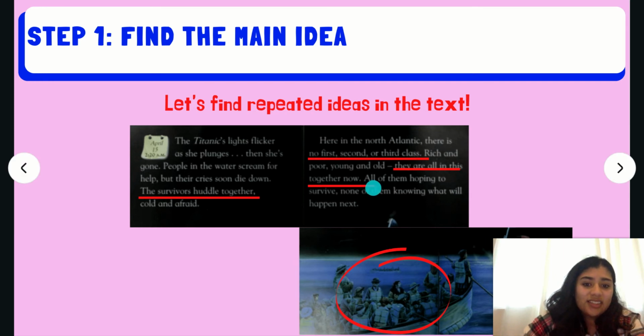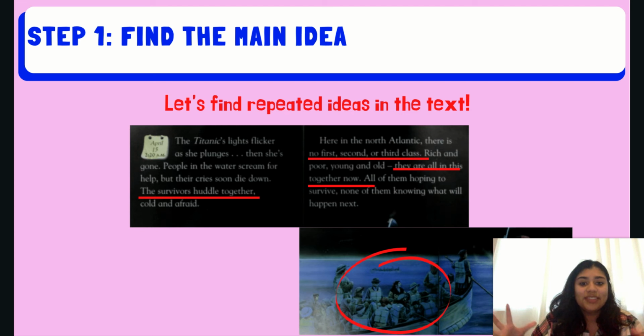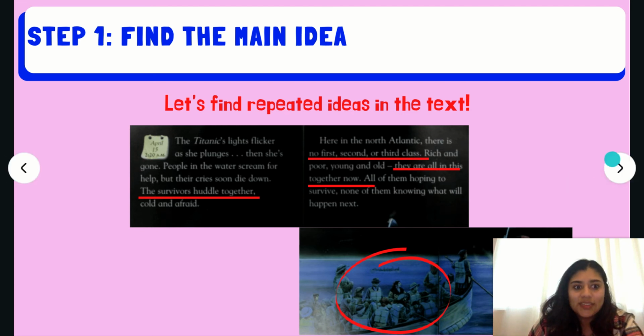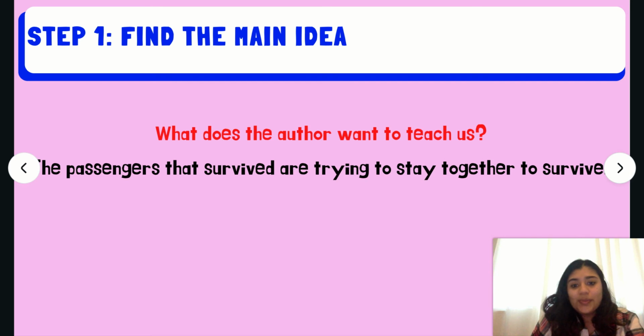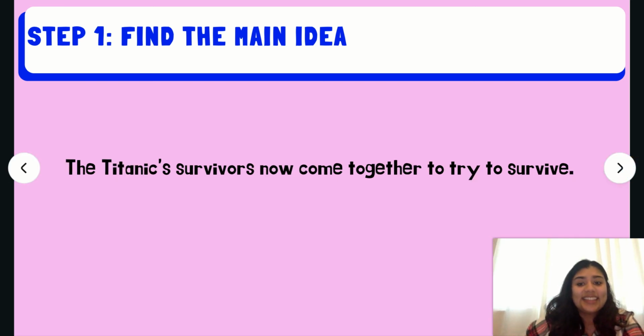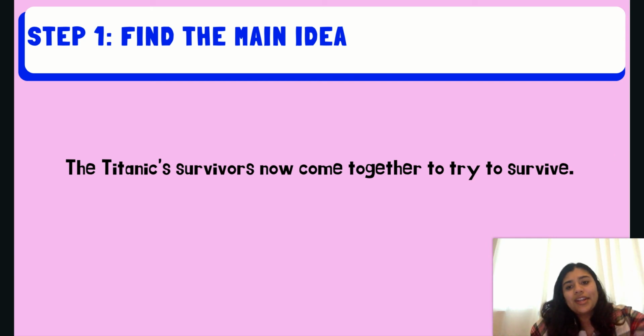And even here in the text, it tells us all of them hoping to survive, none of them knowing what will happen next. Sounds like some of these repeated ideas are telling me that they are now all in this together. They are not separated anymore. They all have to come together in order to survive. So the author wants to teach us that the passengers that survived are trying to stay together and work as a team to survive. That means our main idea is that the Titanic survivors now come together to try to survive. Cha-ching, we just finished step 1, which is to find our main idea.